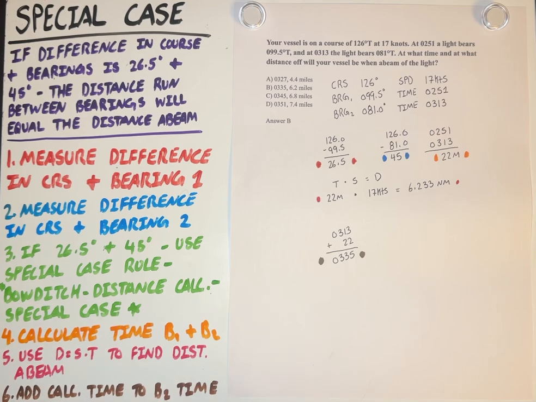So your vessel's on a course of 126 at 17 knots. At 0251, a light bears 099.5, and at 0313, the light bears 081. At what time and at what distance off will your vessel be when abeam of the light?